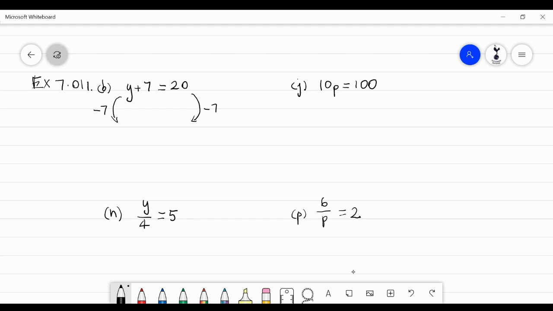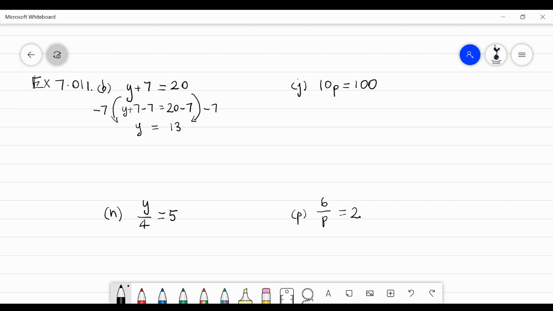And we need to do the same to both sides of the equation to keep the equation balanced. So we subtract 7 off both sides. We'll get y plus 7 minus 7 is equal to 20 minus 7, which leads us to y is equal to 13. And that there is our answer, y equals 13. So we've always got to look for the inverse operation to get the pronumeral by itself.